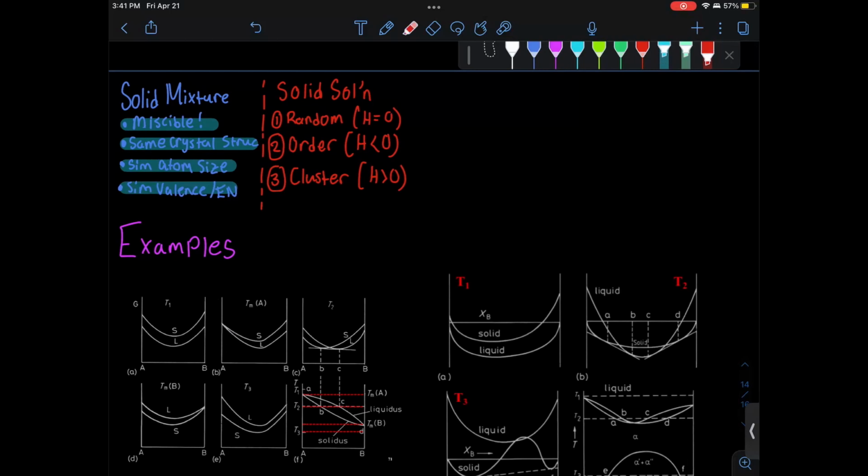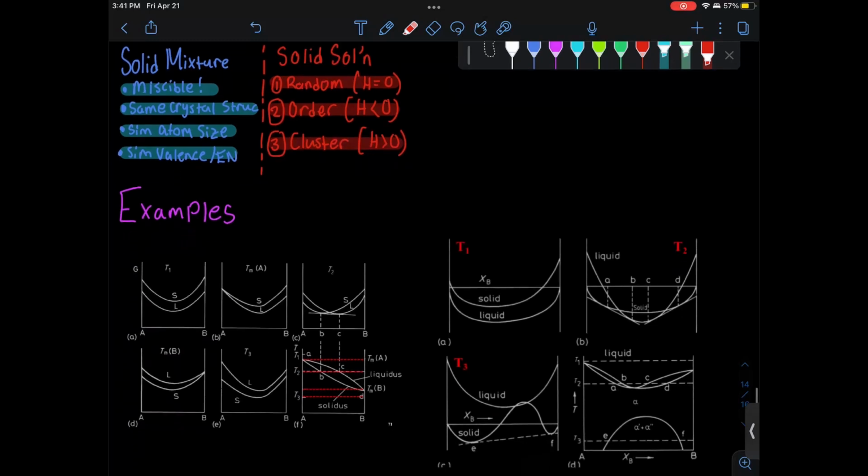Now going on to solid solutions. There are three types of solid solutions to consider. One, an ideal solid solution has random mixing and an enthalpy equal to zero. A negatively deviated solid solution has ordering of the mixing with an enthalpy of less than zero. And a positively deviated solid solution has clustering of like particles with an enthalpy greater than zero.